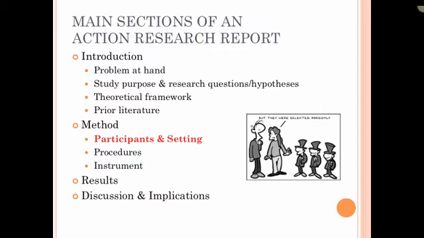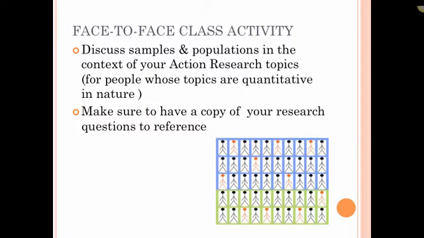Oh, right. And then the other two sections of your action research report would be your results and your discussion and implications. But the methods section is where you would include a discussion of your sampling strategy. So in our face-to-face class, we'll discuss samples and populations, again, in the context of your action research study. For those of you who are planning to do a quantitative study, we'll go through some ideas of how you can go about sampling participants and who you're going to be considering to be your population.